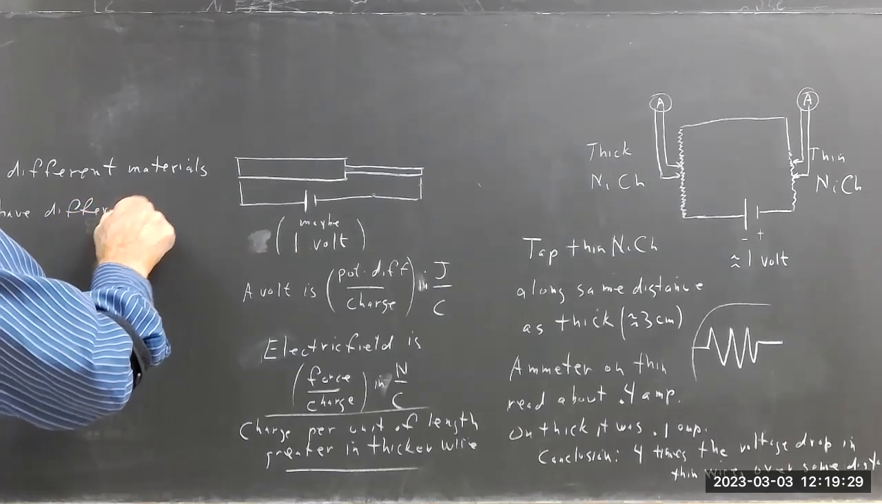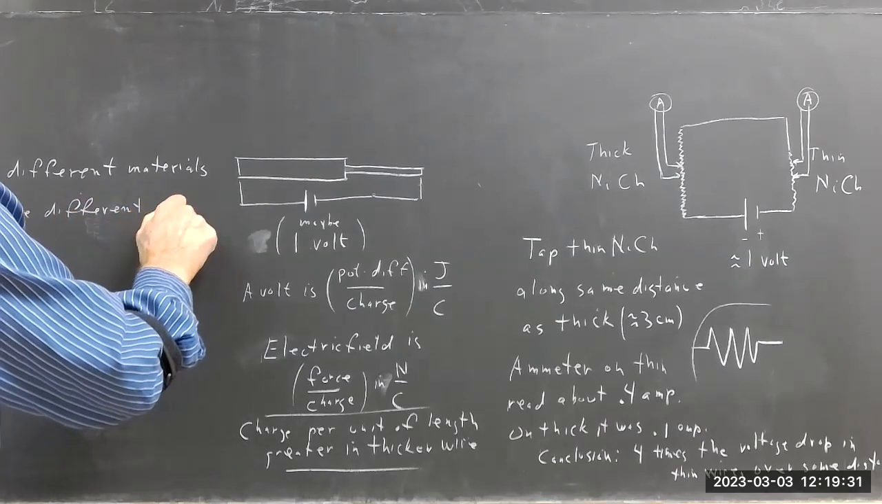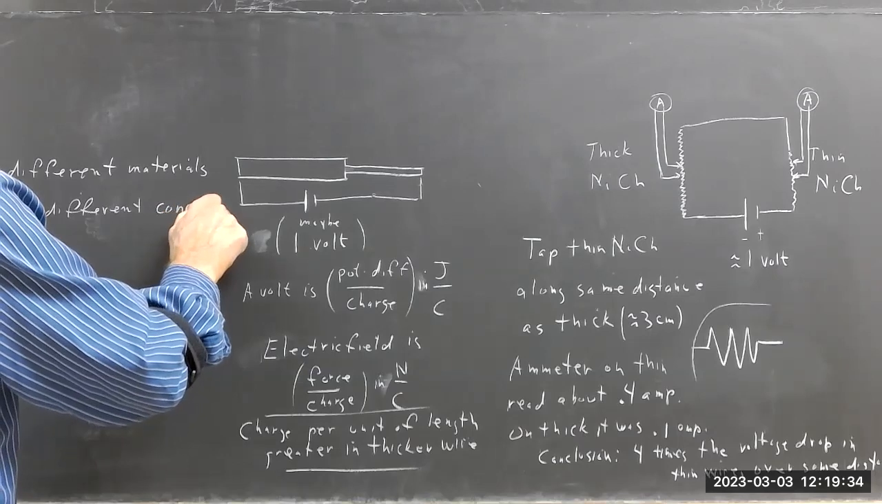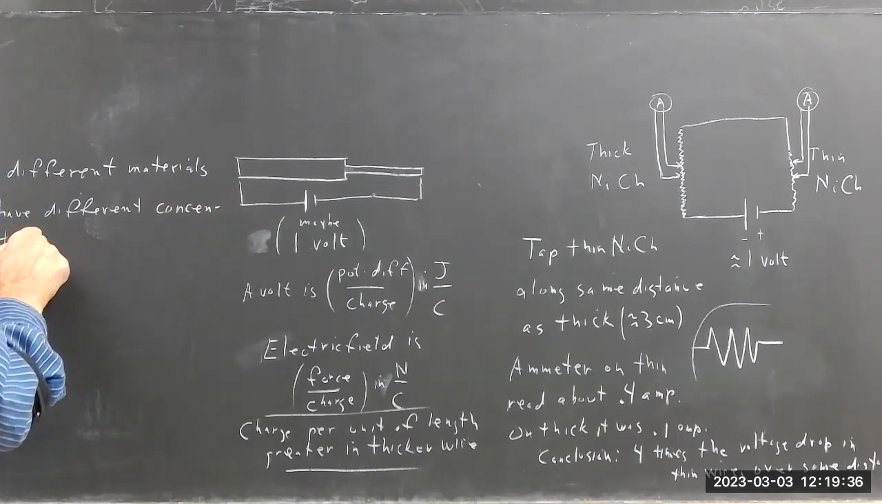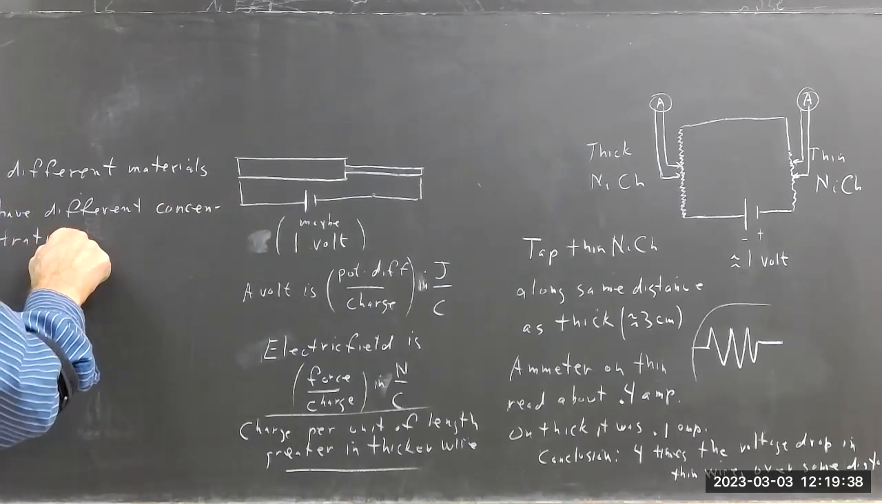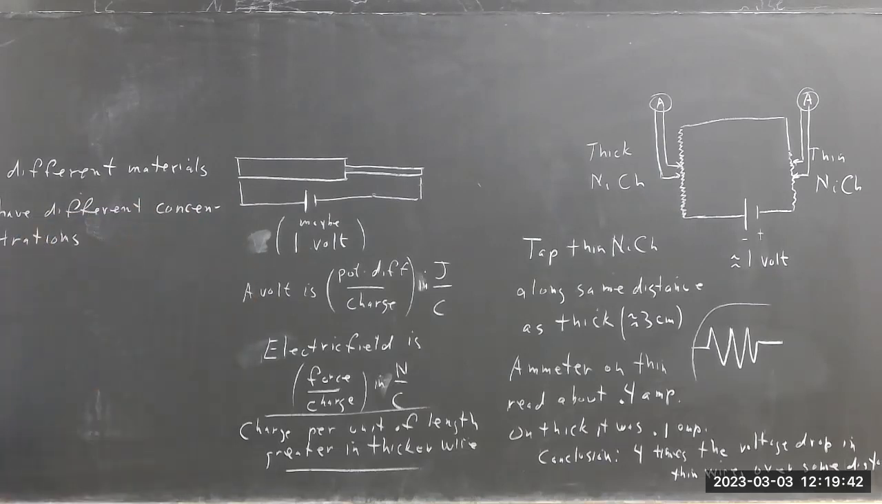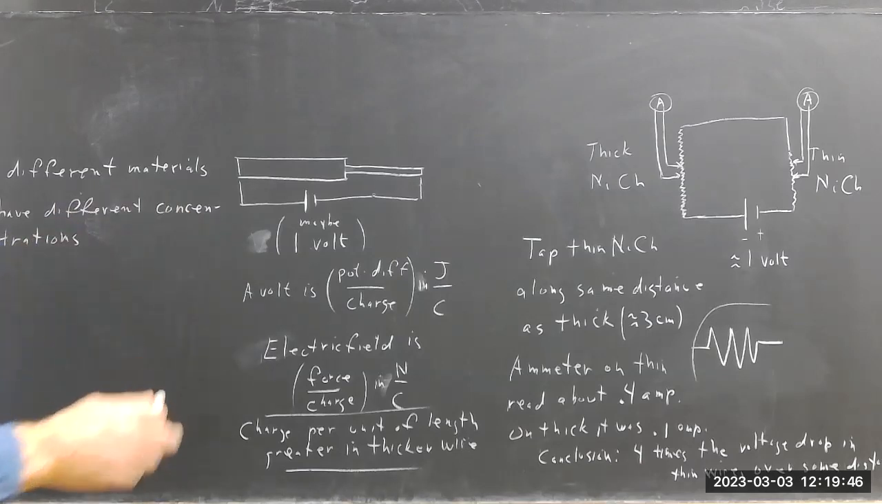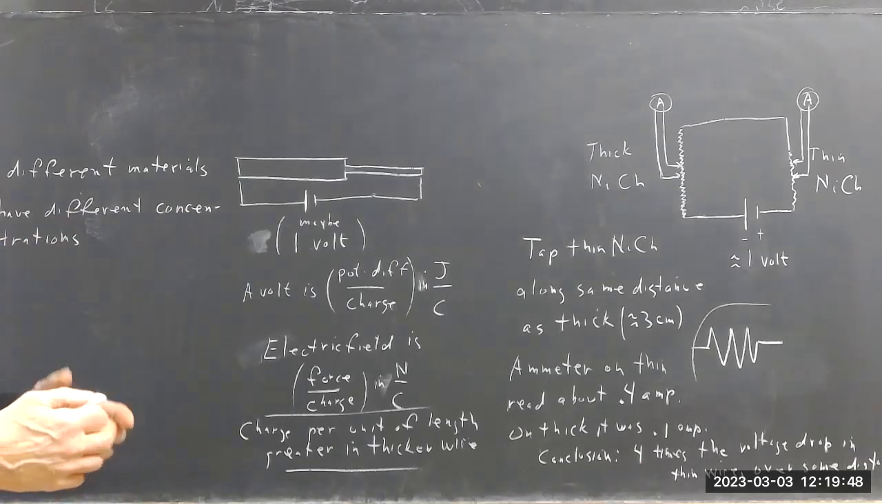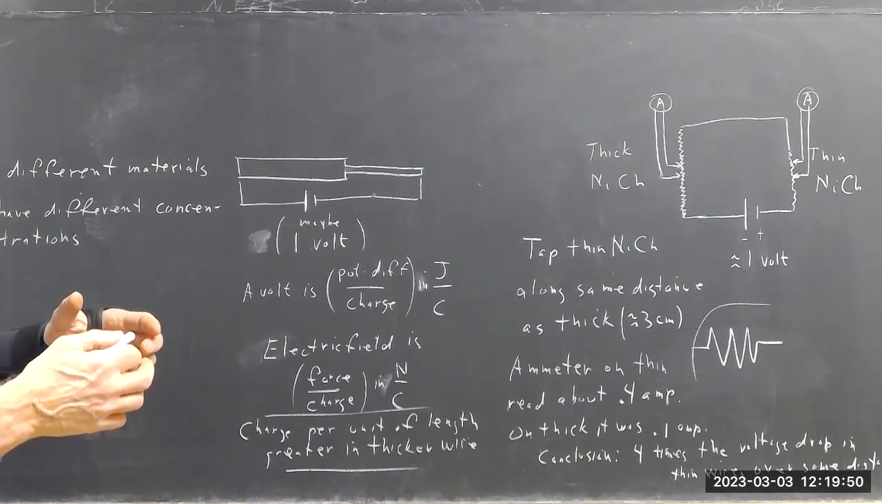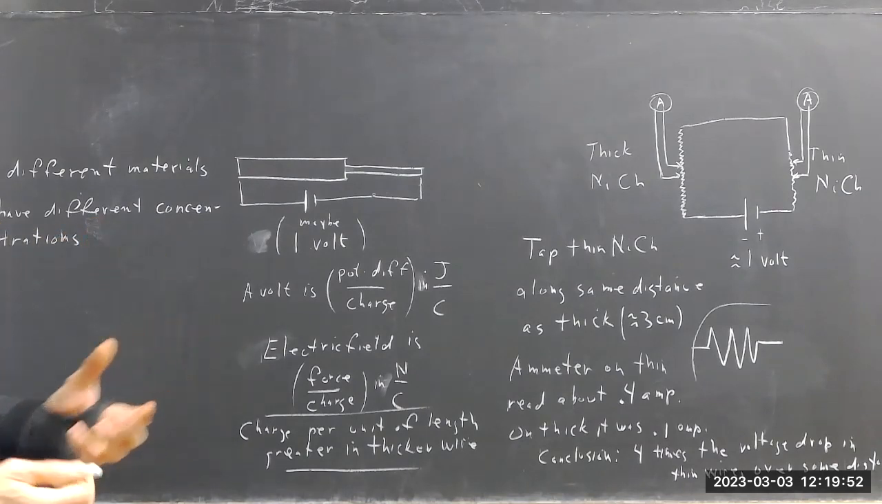Different materials have different concentrations. The word I should use is density. We have a little variety in the vocabulary, but we're talking about the density of free electrons: the number of free electrons per unit of volume.